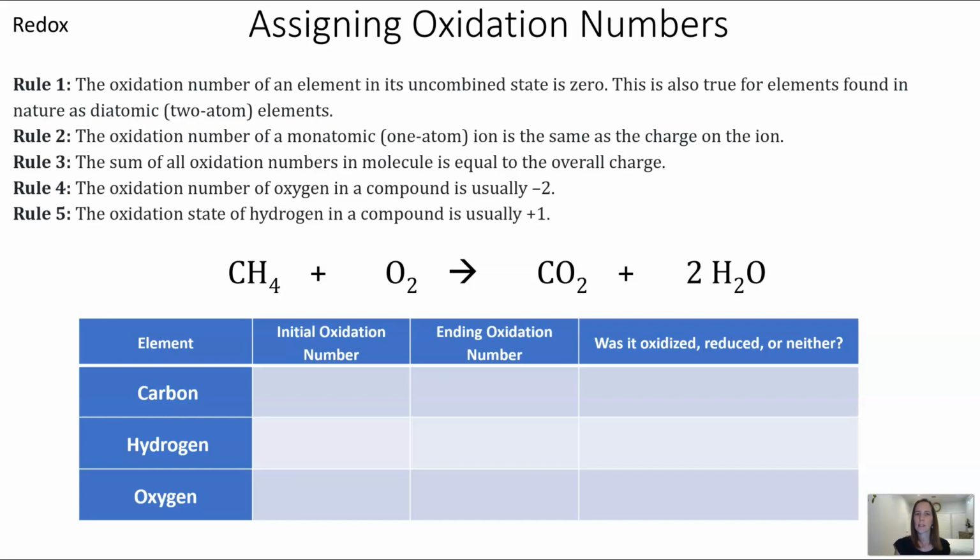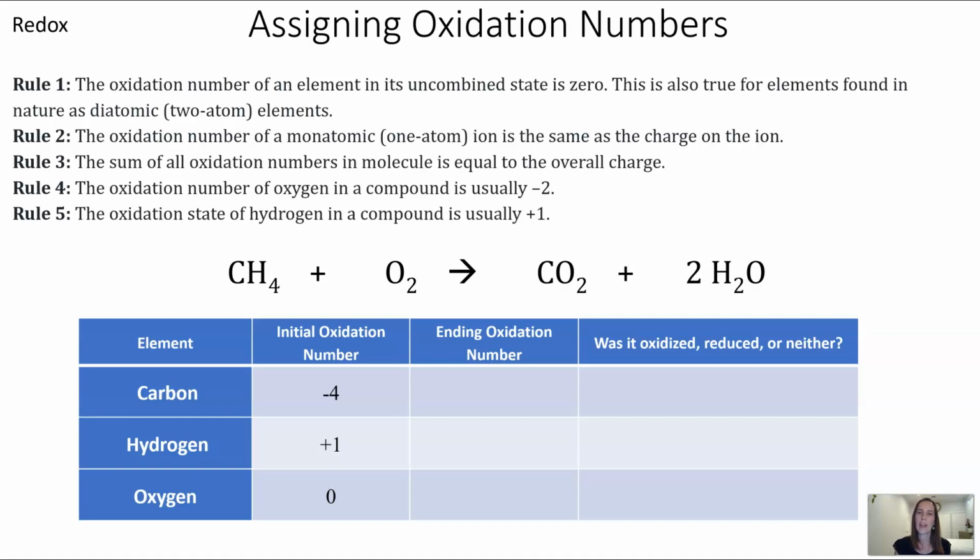For determining the oxidation number of oxygen as a reactant, here we're going to refer to rule number 1. Elements found in nature as diatomic elements, the oxidation number is 0. So the starting oxidation number of oxygen is 0, because they're playing that tug-of-war, they're equally matched. So for the initial oxidation numbers, we have carbon at -4, hydrogen at +1, and oxygen at 0.